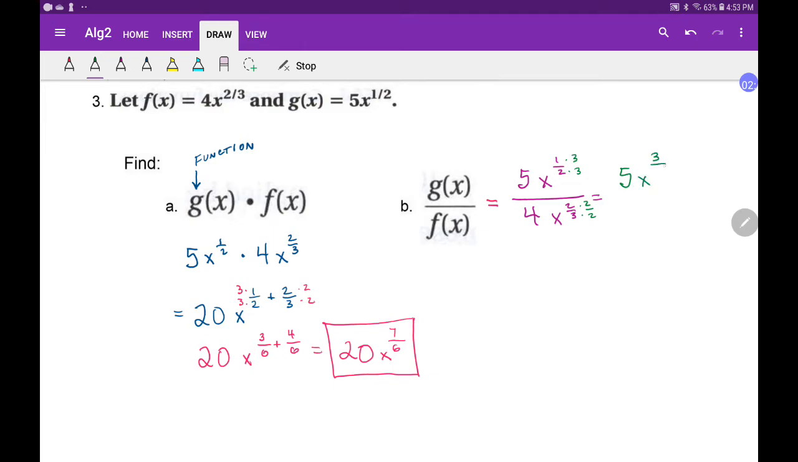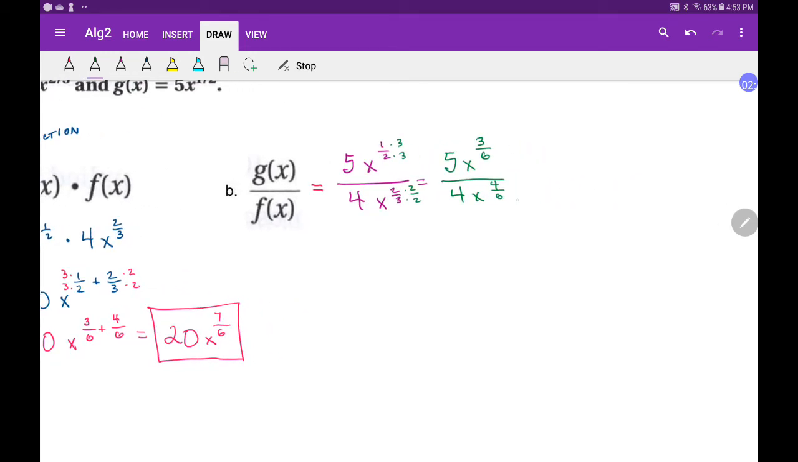5x to the 3/6 over 4x to the 4/6, and I'm going to subtract these exponents because 3/6 take away 4/6, and so I'm going to say 5/4, and then x to the negative 1/6. Well, okay, so let's go ahead and say what that is. I'm going to put that on the bottom, and so it's going to be 4 times the 6th root of x.